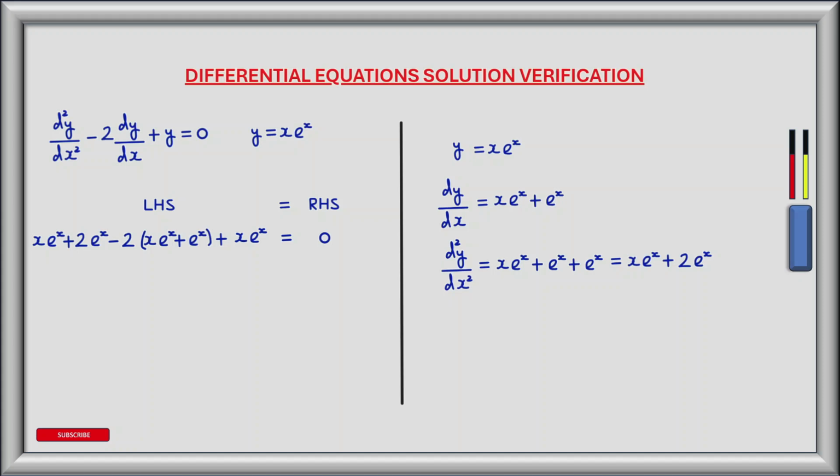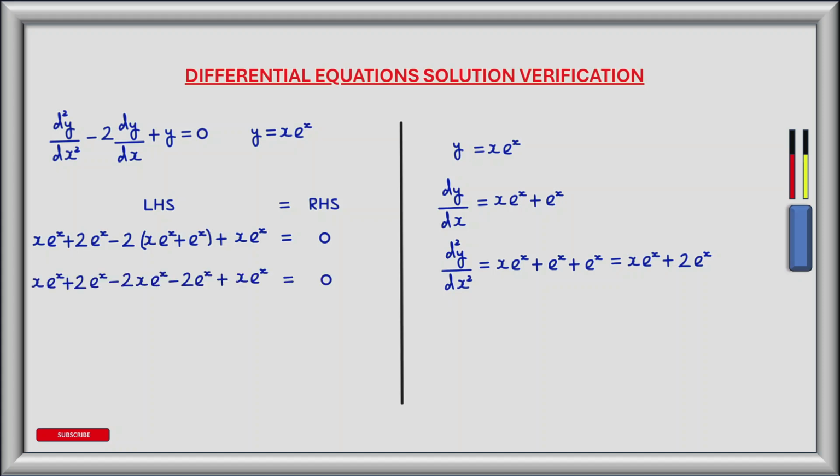So we can now plug these expressions into the left-hand side of the differential equation. So the second derivative is x times e to the x plus 2e to the x, minus 2 times the first derivative, and the first derivative is x times e to the x plus e to the x, plus y, which we know is x times e to the x, as it's our solution.